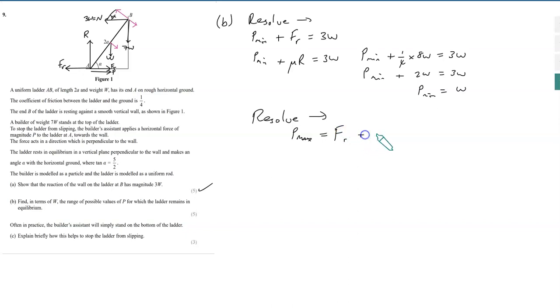So friction plus 3W. So you've got 3W, you've got your friction, you've got your P. We already worked out the friction up here anyway. We've done it for the third time, so we did it in part A as well. So that's 2W, that's 3W. So P max is 5W. So the range of values of P are from W up to 5W. That's part B done.